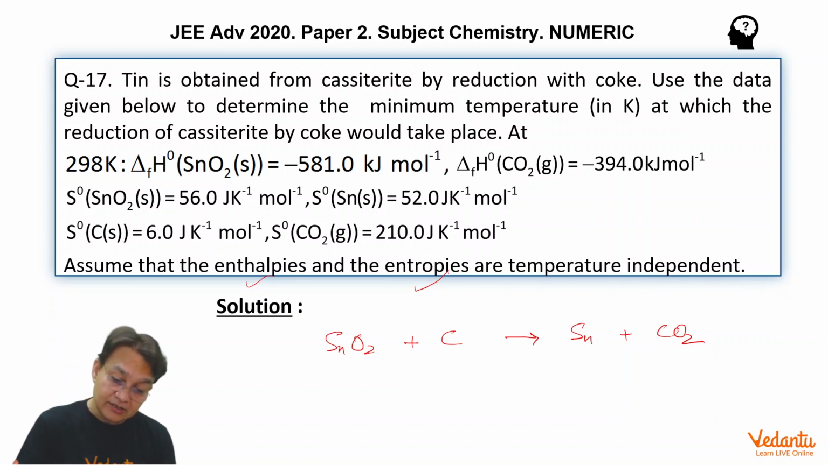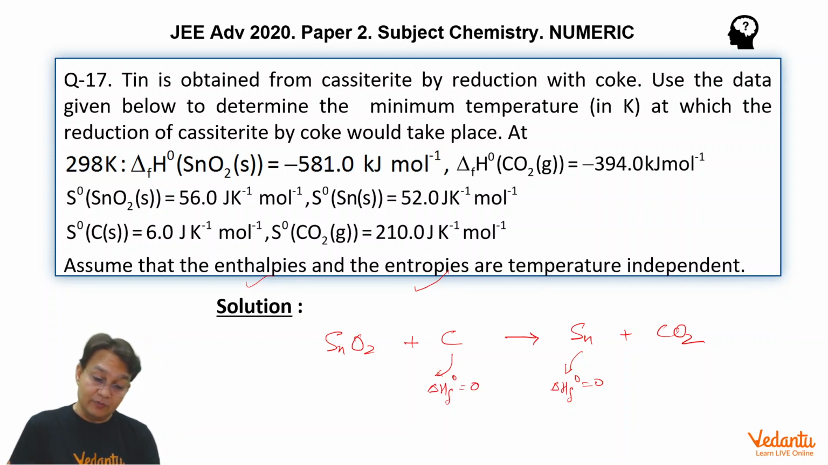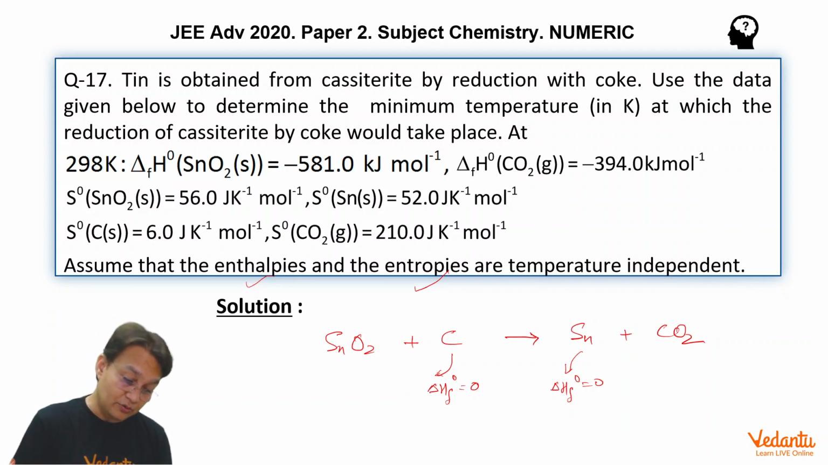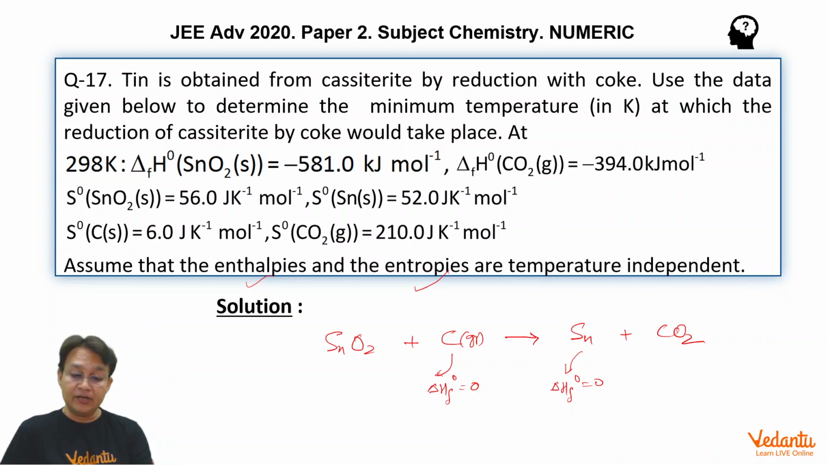Now, as you can see, the enthalpy of formation, delta HF naught, of tin will be 0. Delta HF naught of carbon will also be 0. It is not given in the data. Why? Because they are elements, and elements in their most stable state have delta HF naught equals to 0. Also, it is not mentioned here that coke is in graphite form, but you will have to take that this carbon is in graphite form, because only for graphite, which is the most stable state of carbon, we take delta HF naught equals to 0. So these things have to be kept in mind while solving the problem.